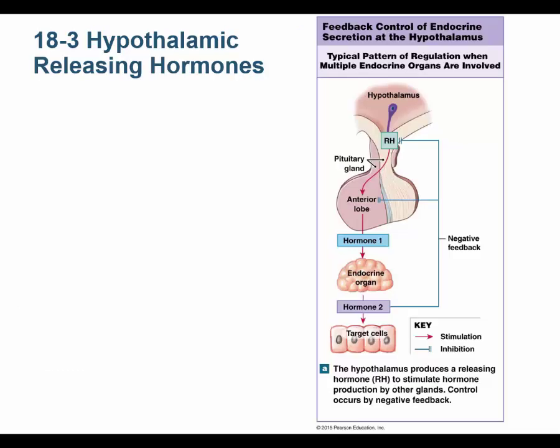All right, the hypothalamus secretes. This is a typical secretion mechanism, a typical axis. The hypothalamus secretes releasing hormones, which travel to the anterior pituitary gland. The anterior pituitary gland releases tropic hormones, and another word for tropic is stimulating.